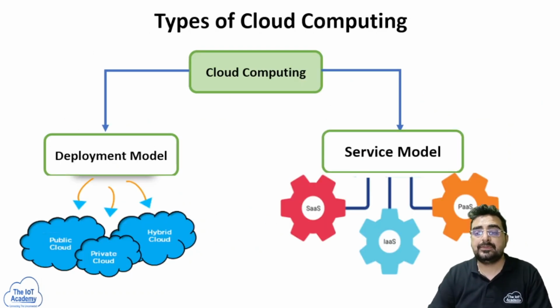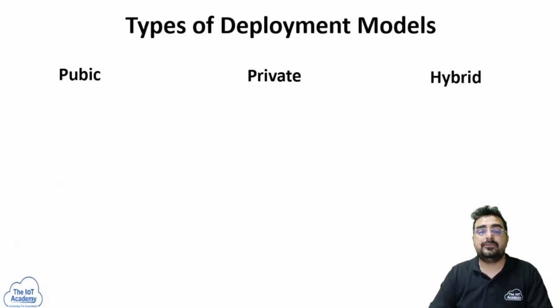So what are the types of cloud computing? On the basis of deployment model, there are three types of cloud computing: public cloud, private cloud, and hybrid cloud. And on the basis of service model, there are three types of services: software as a service, infrastructure as a service, and platform as a service. So now we will see the deployment models, that is public, private, and hybrid.